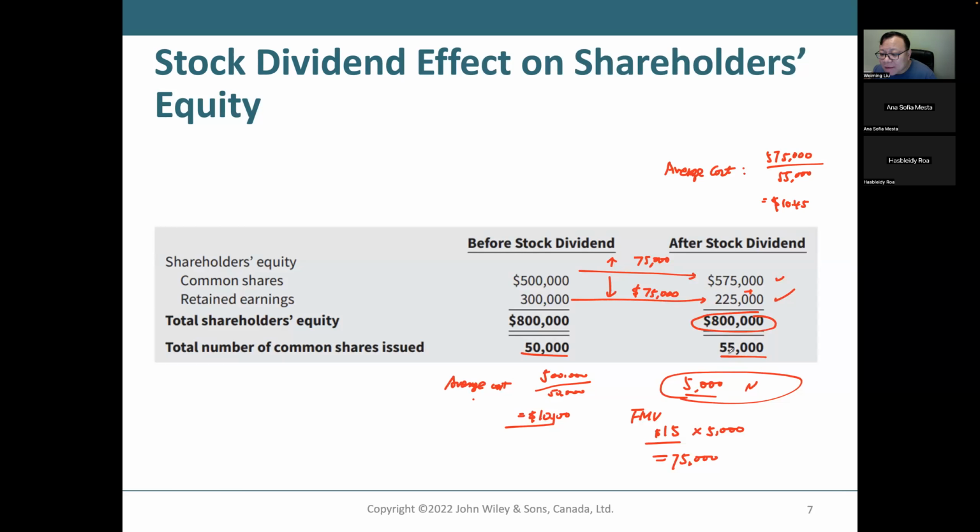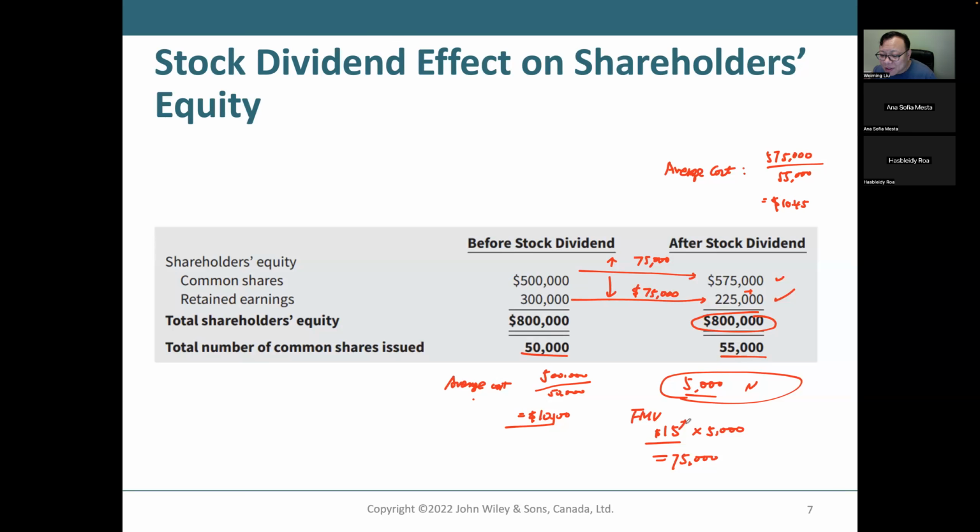So you have 5,000 additional shares. How much did you pay for those 5,000 shares per share? So you add 5,000 shares. How much did you pay per share for the 5,000 shares? 15, right? Yeah.